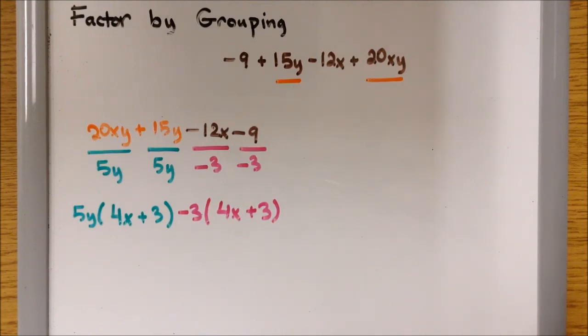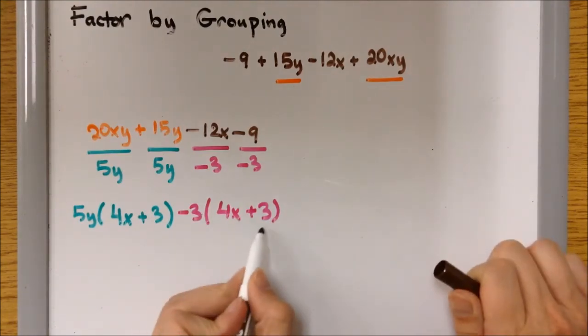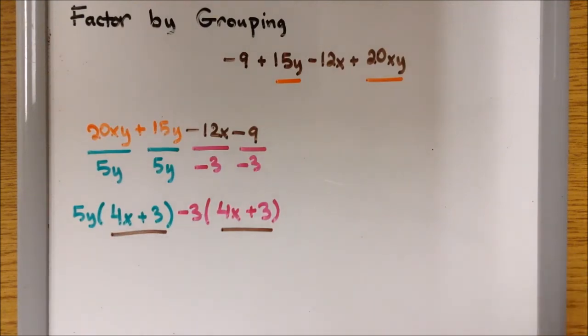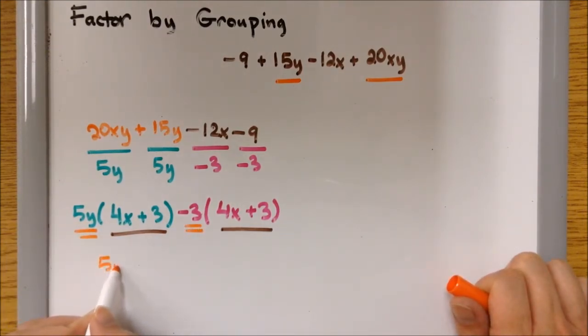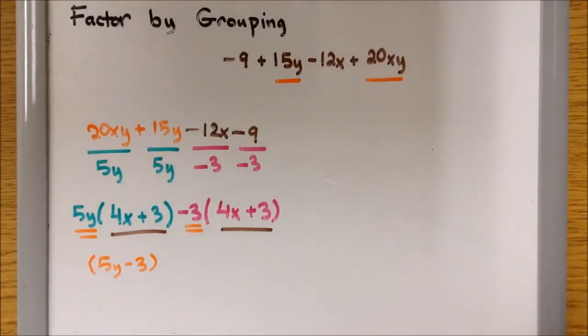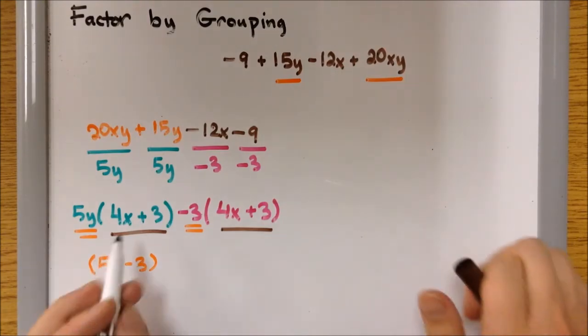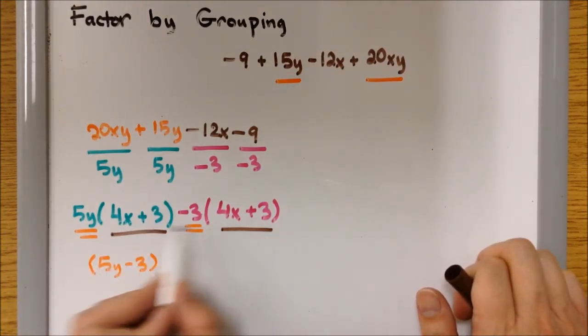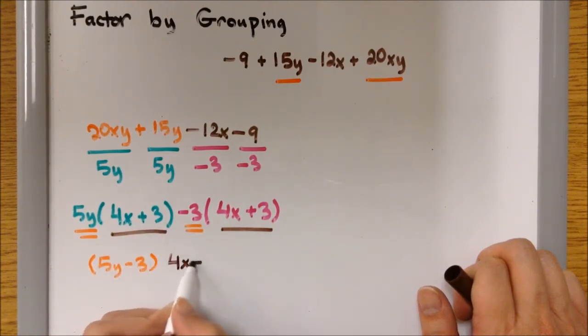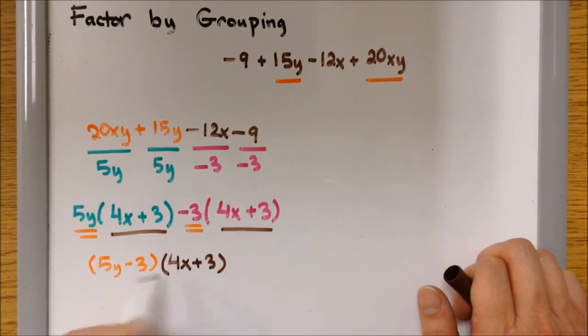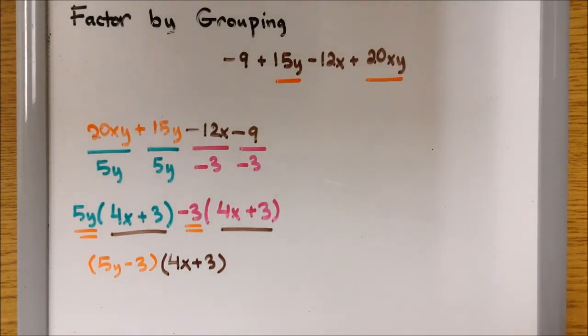So taking a closer look, I notice how these two are the same, exactly the same. So that means I'm going to group the ones outside the parenthesis together. So it will become 5y minus 3 in parentheses. And then the ones that were previously in the parentheses, exactly the same term, I just write it as once, 4x plus 3. So that will be our final answer.